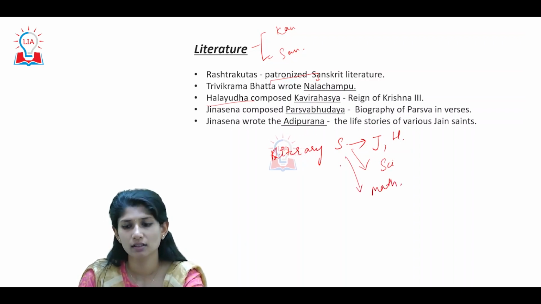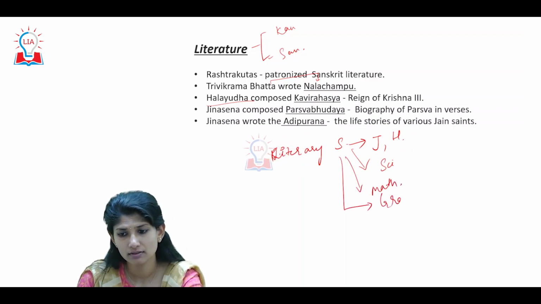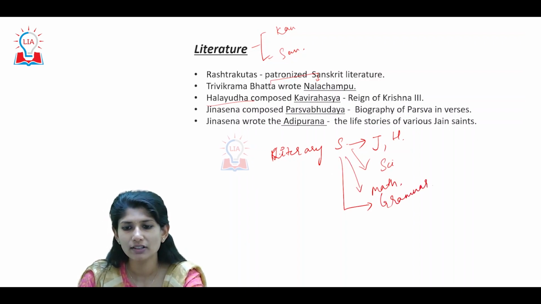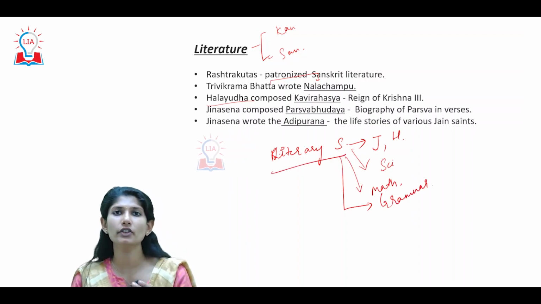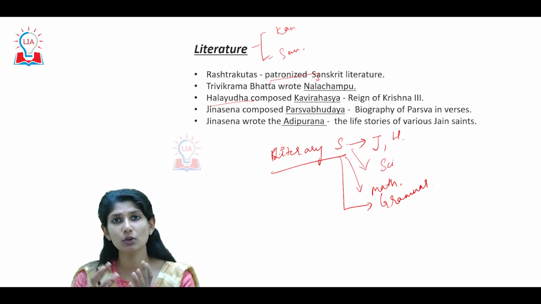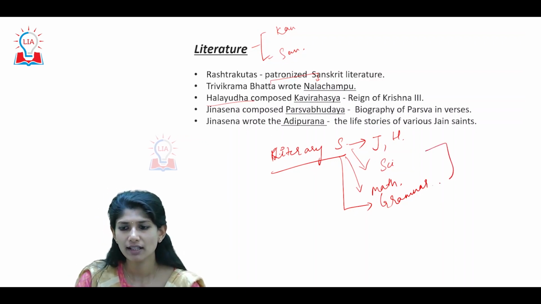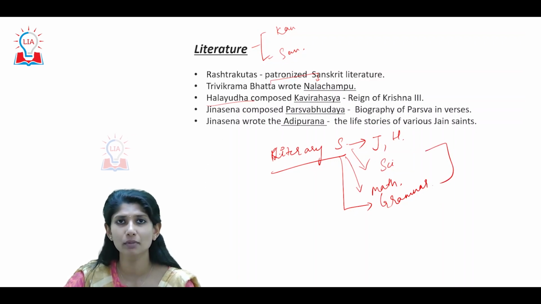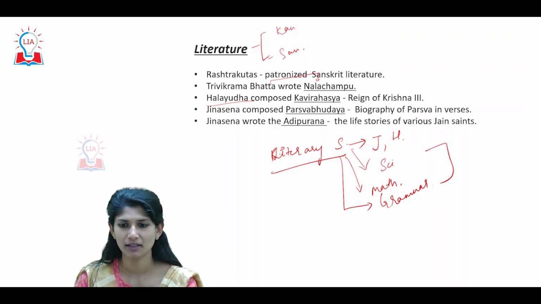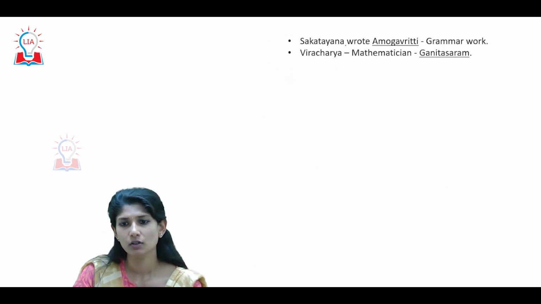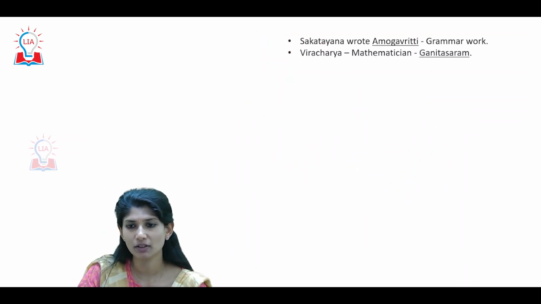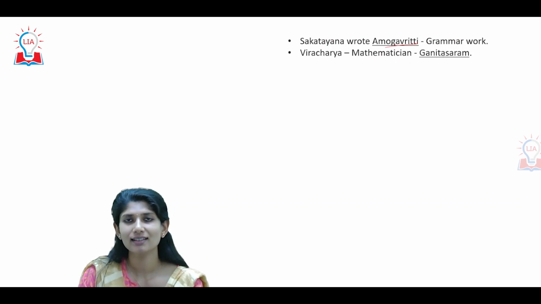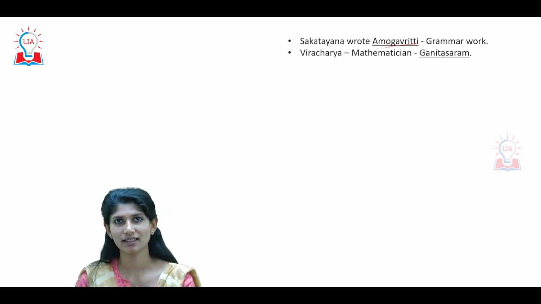mathematics, grammar. So the literary activities or sources were not just religious in nature but also had a secular element. Literary works on science, maths and grammar were all produced in this period. Look at this. What was the secular piece we were talking about? Amoghavritti is a work on grammar. Ganita Sastram is a work on mathematics.